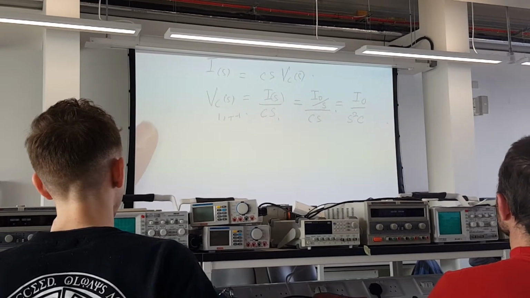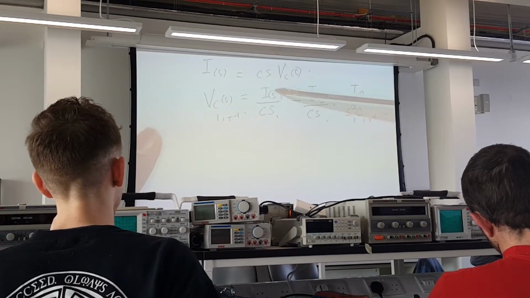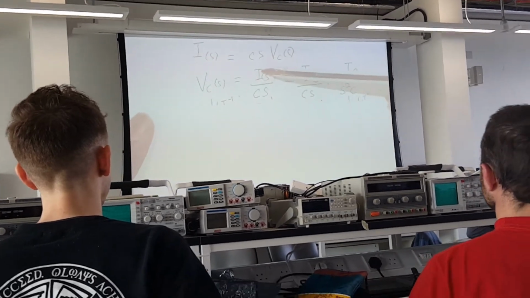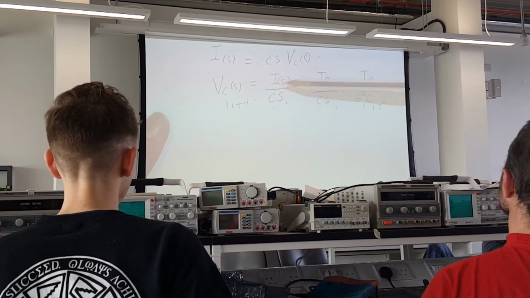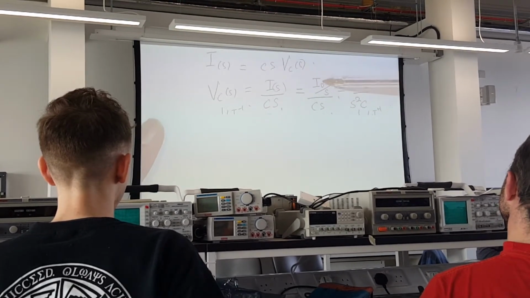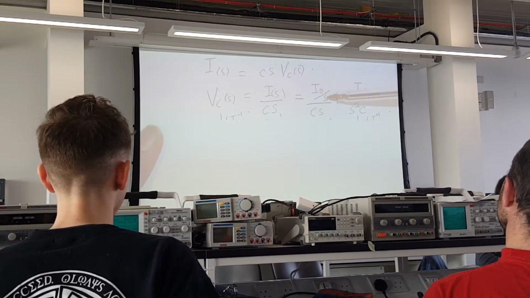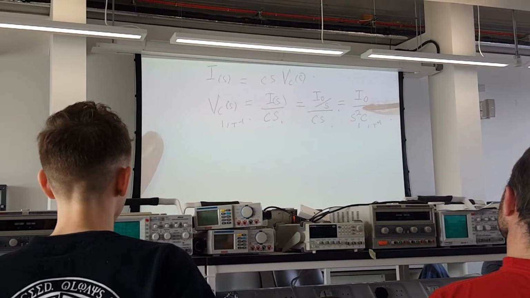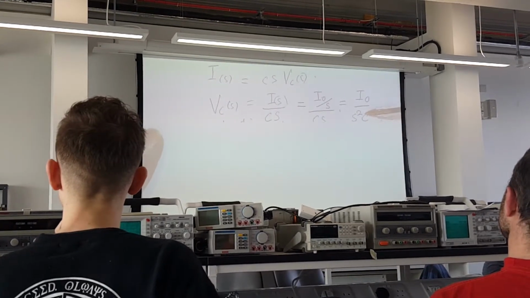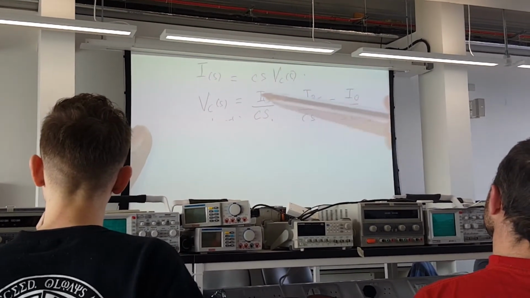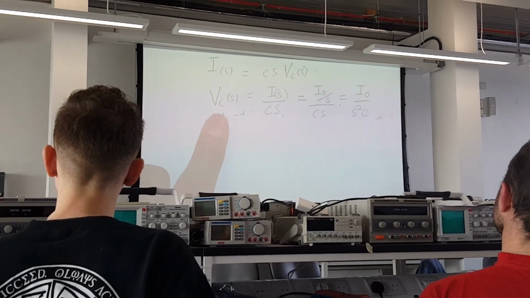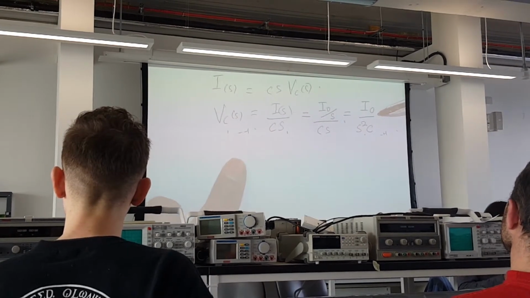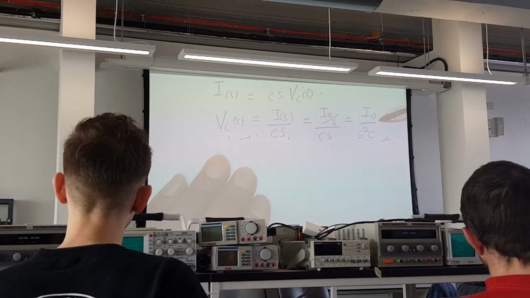So when we reorganize that equation, we get Vc of s is I of s over Cs, and we've said that I is a constant, so I of s is I naught over s, where I naught is the value of the current. And if you then simplify that expression, you get I naught over s squared c. So now you've got this big equation here, where on one side you've got Vc of s, and on the other side you've got I naught over s squared c. And now you inverse the Laplace transform.